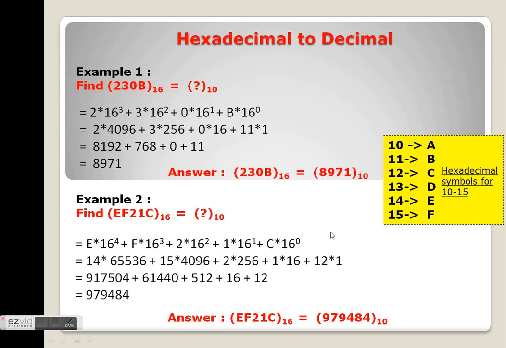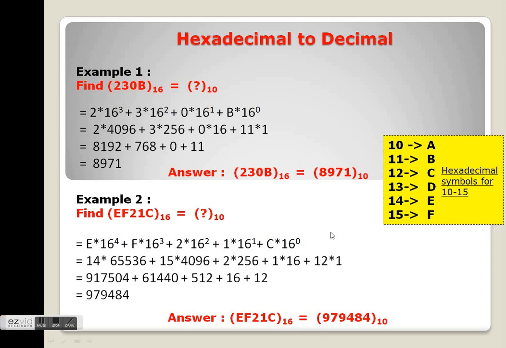The expanded form will be B multiplied by 16 raised to the power 0 plus 0 multiplied by 16 raised to the power 1 plus 3 multiplied by 16 raised to the power 2 plus 2 multiplied by 16 raised to the power 3. Now students, we know that B is equal to 11 in decimal. And also 16 raised to the power 0 is 1, 16 raised to the power 1 is 16, 16 raised to the power 2 is 256, and 16 raised to the power 3 is 4096.